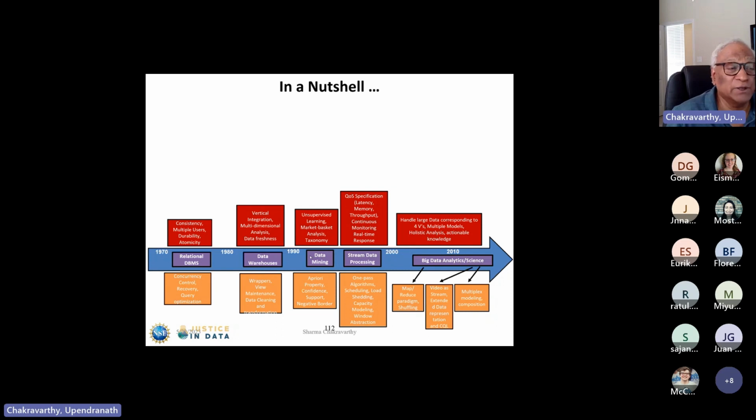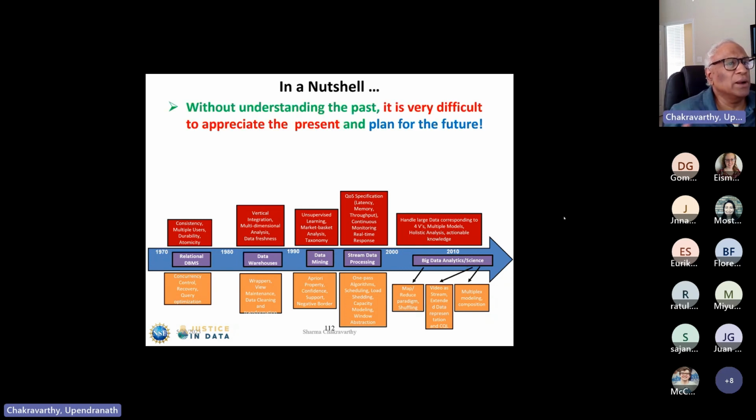Then data mining became very popular and widespread and was used on a very large scale. In the 90s it was there, even before; even in the 1960s there were mining algorithms being developed: unsupervised, market basket, various things. Then came stream data processing, real-time data processing, various latency issues, quality of service specifications. Then we are at big data analytics. I only listed a few things that we do in the IT lab, but there are more things than this.